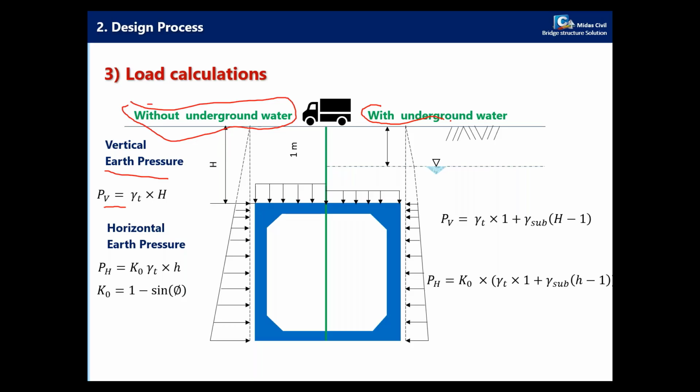And for the horizontal earth pressure, we use the coefficient of earth pressure times the unit weight of the soil multiplied by the height. So this is the formula of the coefficient of earth pressure. So with underground water, the horizontal earth pressure can be calculated using this formula.